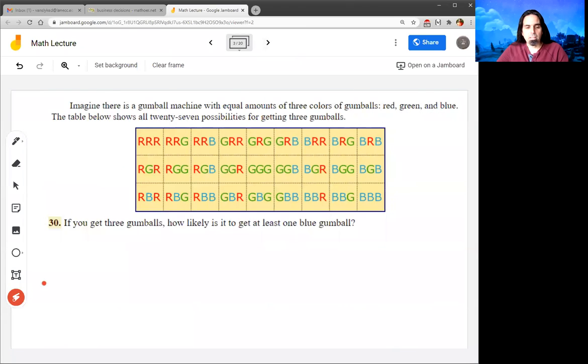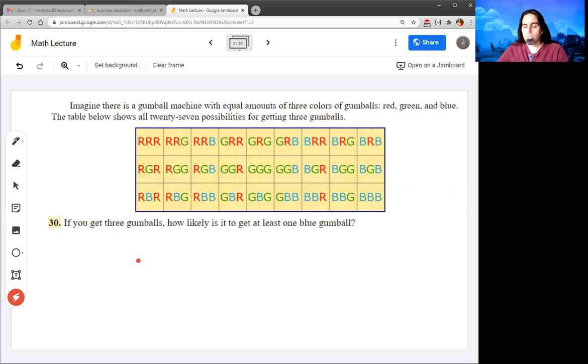So we could get this square, a red, and a red. Or this square, the first 2 gumballs are red and then one is green. And this square, 2 reds and your third one is blue. Or this square, the first gumball that comes out is green and then you get 2 reds, and so on. So there's 27 possibilities. 1, 2, 3, and 1, 2, 3, 4, 5, 6, 7, 8, 9 times 3 is 27.